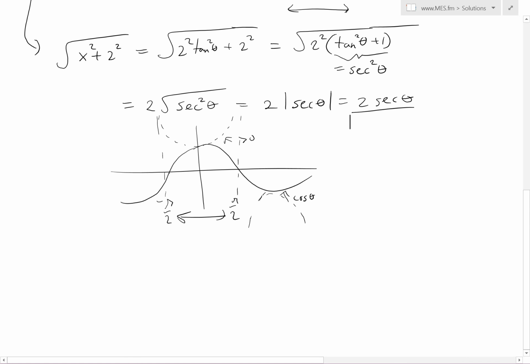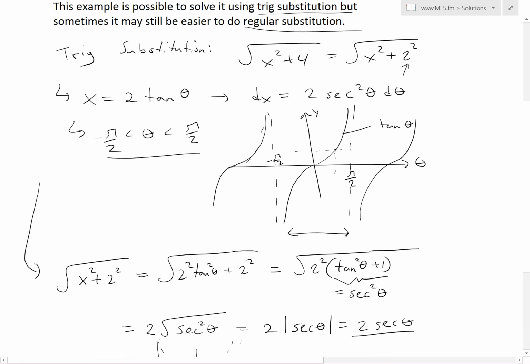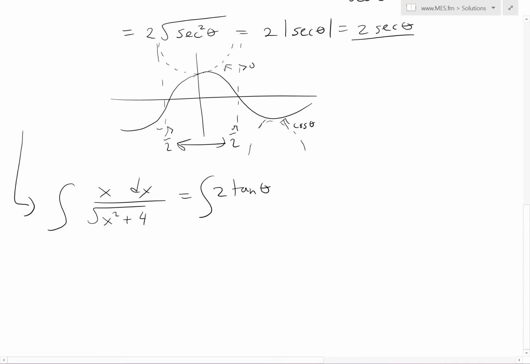So now we have that right there. If we plug everything inside, the integral of x dx over the square root of x squared plus 4 equals, well, x is just 2 tan theta, and dx, if we scroll back up, is 2 secant squared theta d theta.